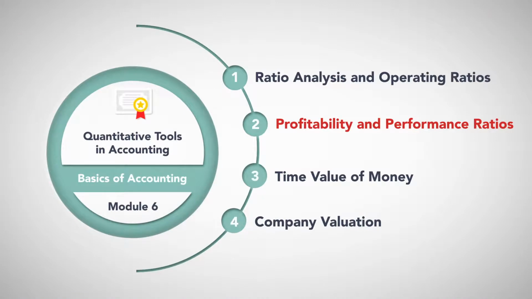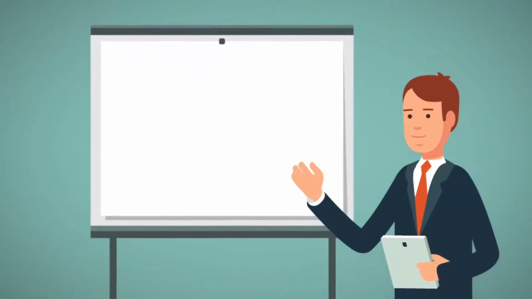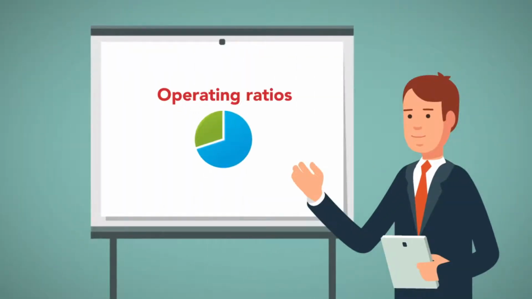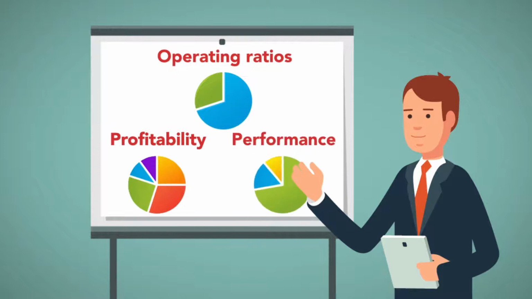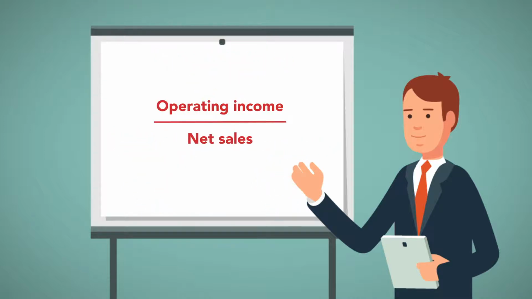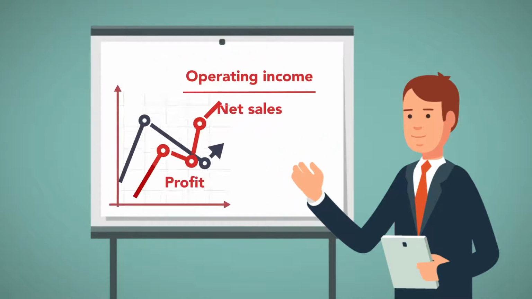Profitability and performance ratios. In addition to operating ratios, accountants use profitability and performance ratios to gauge the financial health of a business. To determine a business's profitability, we can divide its operating income by its net sales to get its profit margin.